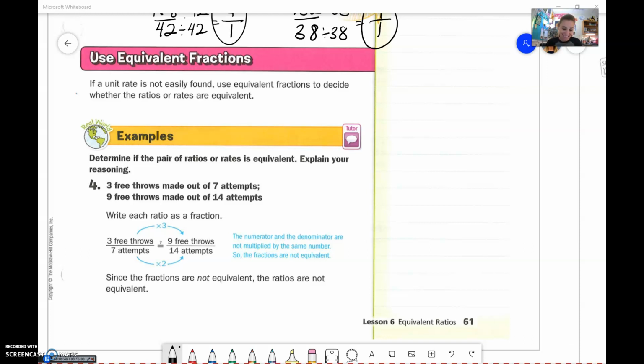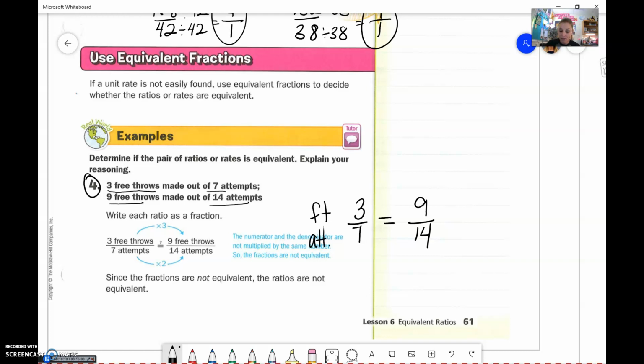All right, let's take a look at this next one. Number 4 says, determine if these two rates or ratios are equivalent and explain your reasoning. Take a look at this. 3 free throws made out of 7, and then 9 free throws made out of 14 attempts. So take a look at what they did here. We are trying to figure out if they are equivalent. So here are the free throws, and here are the attempts.